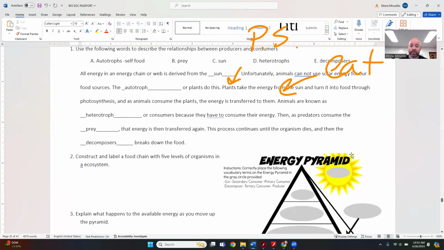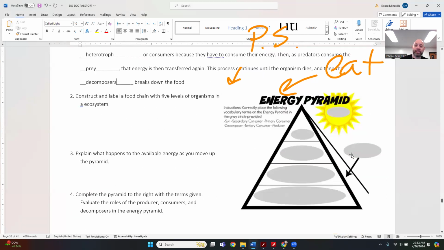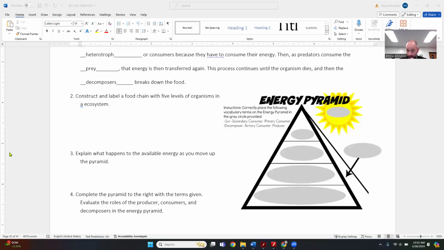Decomposers are super important. If we're looking at a pyramid like this for food chain or food web kinds of things, this would have our decomposers on the side over here. I think they're going to have us label this here. Construct and label a food chain with 5 levels of organization. You can come up with a bunch of different animals if you wanted to, but they're wanting us to use our terms. Let's see what we can do.